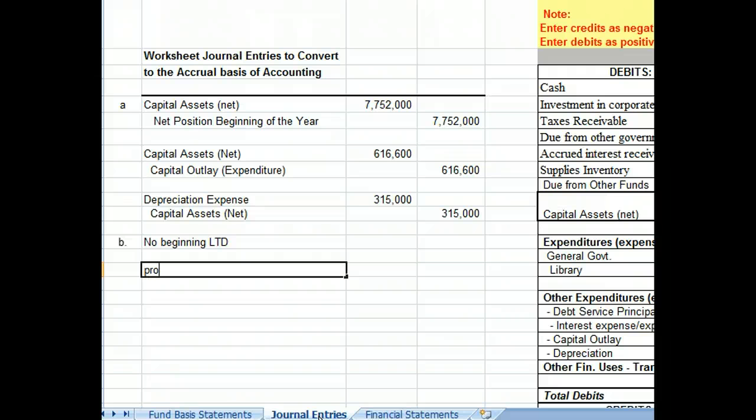Proceeds, we want to take off the proceeds account from the sale of bonds because now we're actually going to record the bonds payable and the bond premium. And we're going to do the proceeds from bond premium.